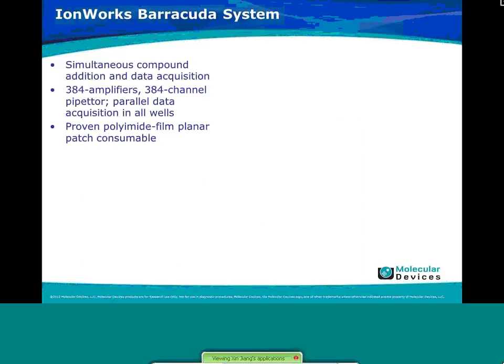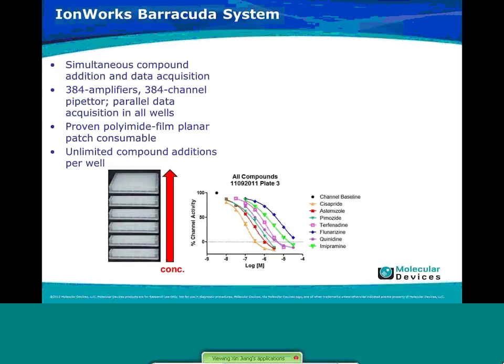The Barracuda system uses a proven polyimide film planar patch consumable, meaning the substrate is the same as is being used on the IonWorks Quattro system. So the consumable price is really low. And also, the Barracuda system allows for unlimited compound additions per well. This is the focus of the talk today, as in the case study with the HERG channel, where people can do their pharmacology in a cumulative fashion, adding escalating concentrations of the same compound into each recording site, and get an accumulated dose response curve for each compound at 384 parallel recording sites.